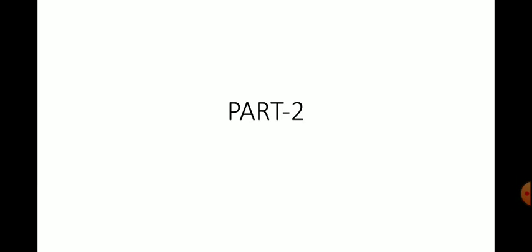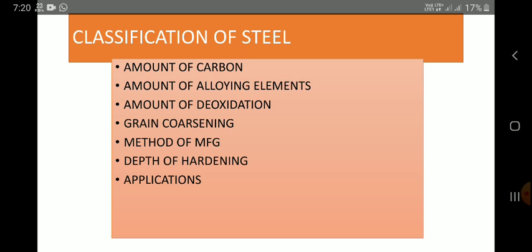In the last session we discussed the basic terms related to the iron carbon diagram and the classification of steels based on carbon content, that is hypoeutectoid steels and hypereutectoid steels.